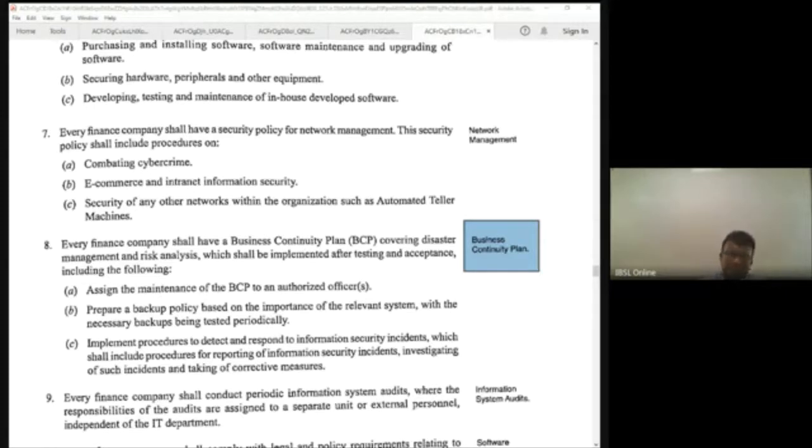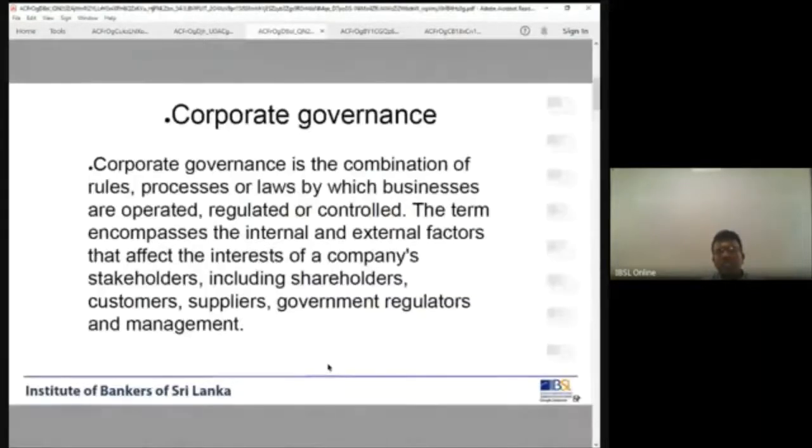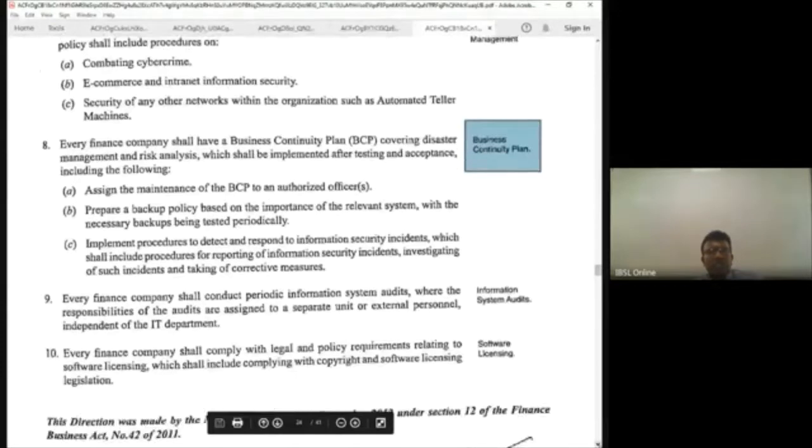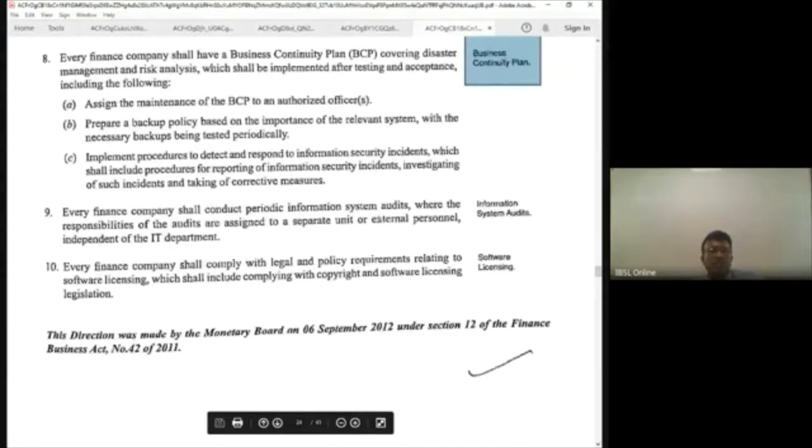Right. LTTE, their head office was destroyed. They did not have a DR site elsewhere. JVP was destroyed here, but one agent went to a DR site and started operations, and he could establish a democratic system where they won up to 40 MPs at parliament. Okay. You must have something a little bit away, out of the danger zone, so you can continue your business plan without interruptions. Every finance company shall conduct periodic information system audits. Every finance company shall comply with legal and policy requirements related to software licensing.